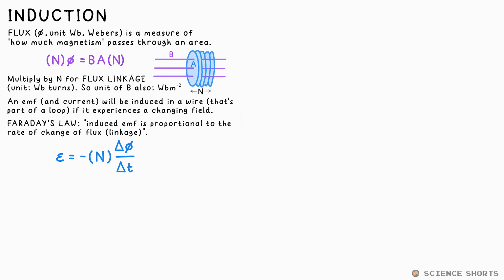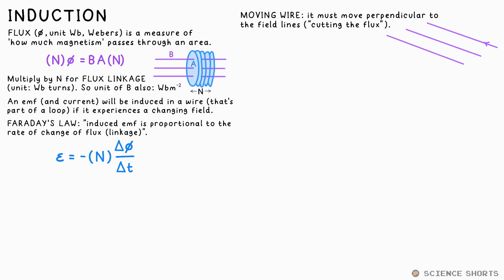But to all intents and purposes, EMF, voltage, equals rate of change of flux. The classic example is a wire being moved through a field perpendicular to the field. Similar to F equals BIL, if the wire was parallel to the field, this wouldn't work. The wire must cut the flux lines, as it were.